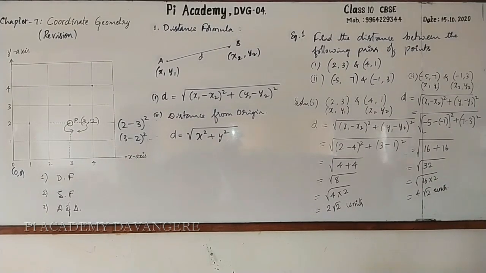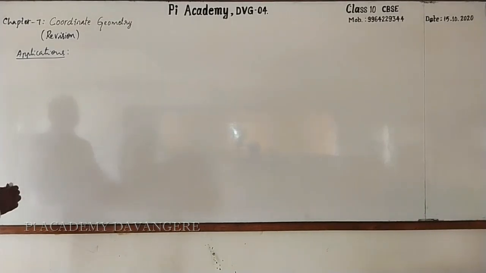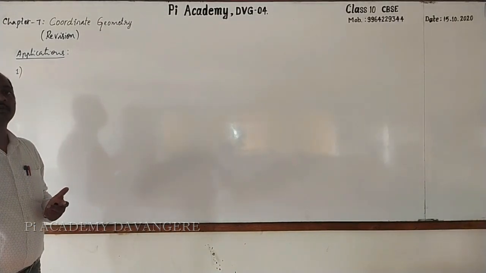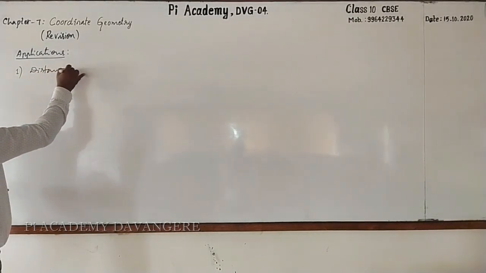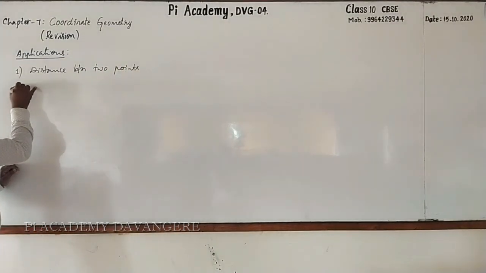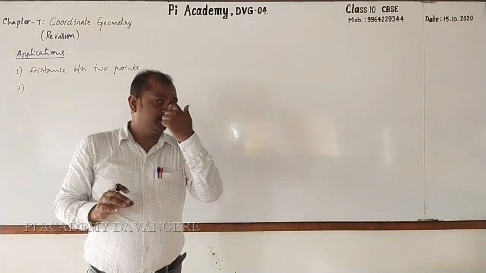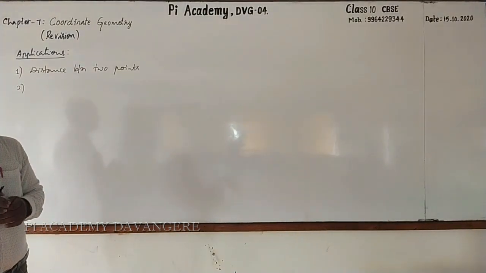Got it? Okay, now we are moving to some of the applications of the distance formula. Some important applications of the distance formula are, first one, which we have just come to know: finding the distance between 2 points when its coordinates are known, right? Then another one is, suppose 3 points are given. Using these 3 points, we can check whether these 3 points will form a triangle or not.